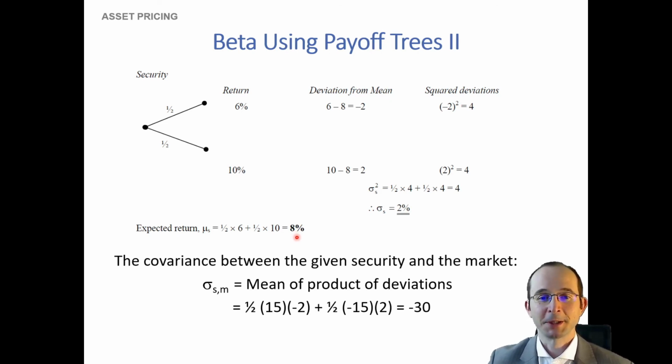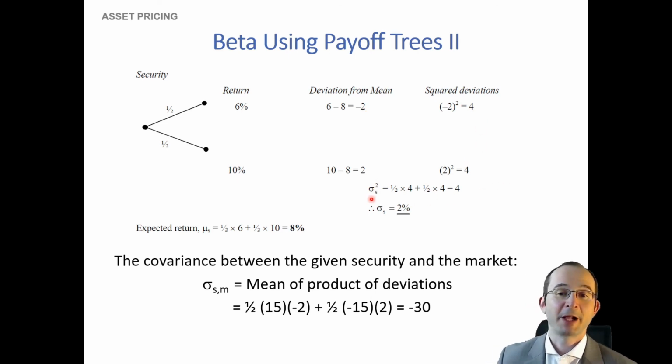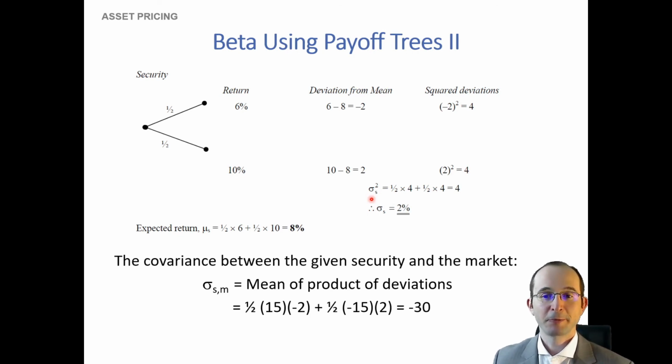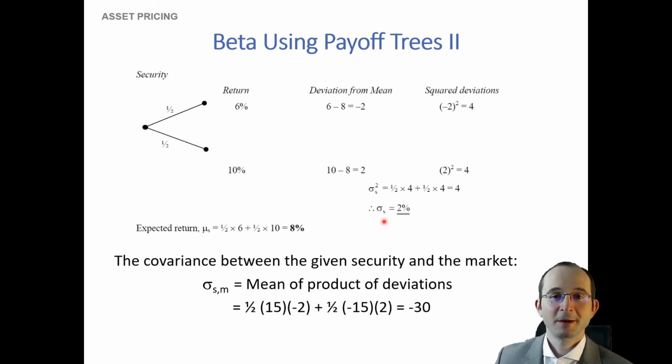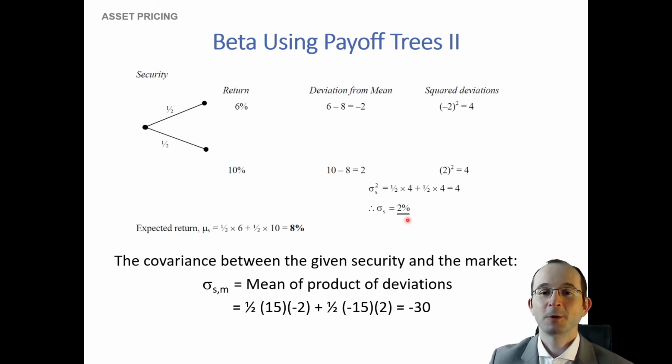But the expected return is 8%. The deviation from the mean is therefore -2 in the good state of the world, +2 in the bad state of the world, and the square deviations are 4 in both states of the world. Therefore, the variance as the expected value of the square distances from the mean is going to be 4. And therefore, the standard deviation of payoffs of this risk asset is going to be the square root of that, or 2%.